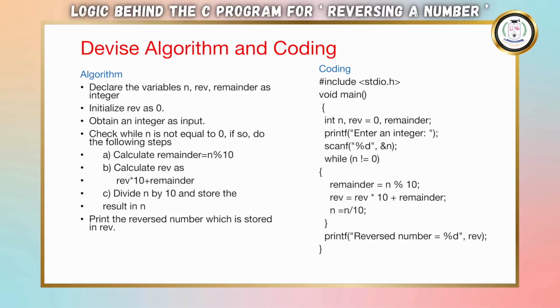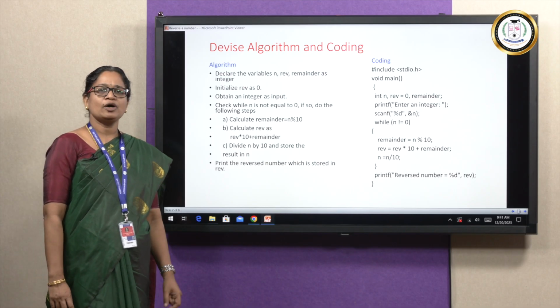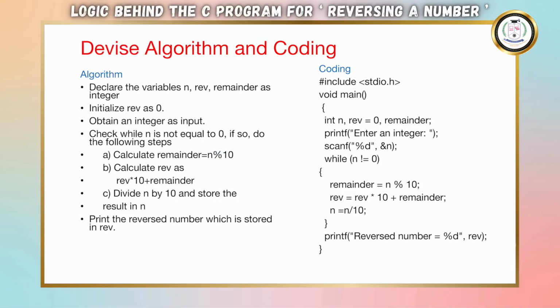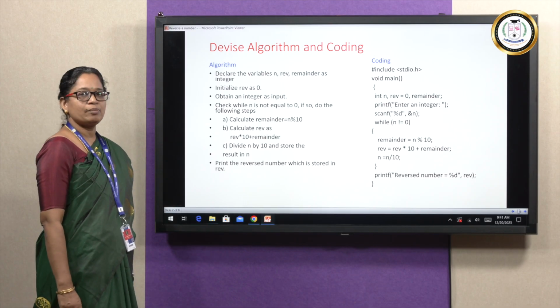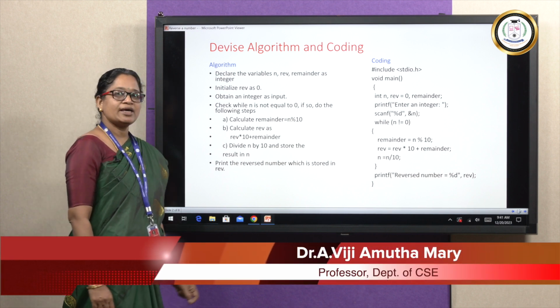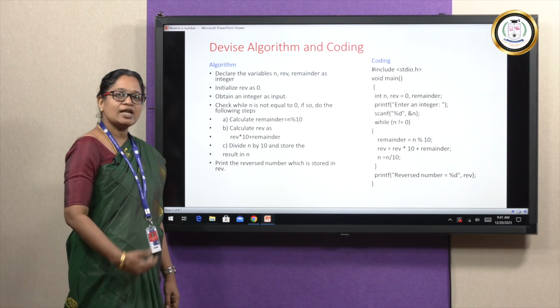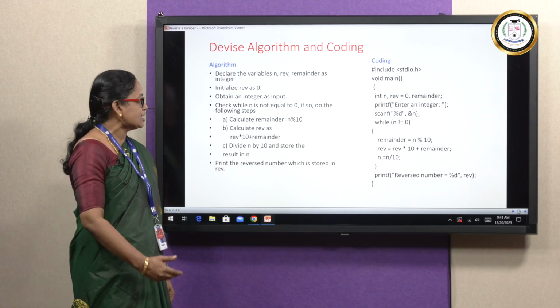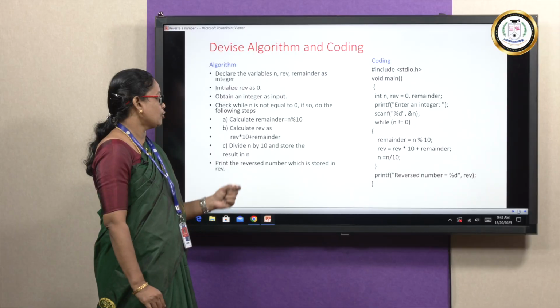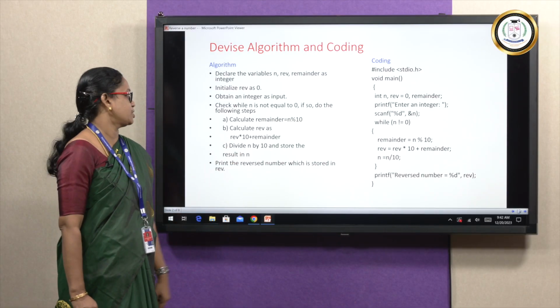First, we have to declare the necessary variables required for reversing the number. So here we require three variables: the number n, the variable reverse, and another variable remainder. The reverse is the variable where we are going to store the result. So initialize reverse as 0, obtain an integer as input, and check while n is not equal to 0. If the condition is true, then you have to do the following calculation steps.